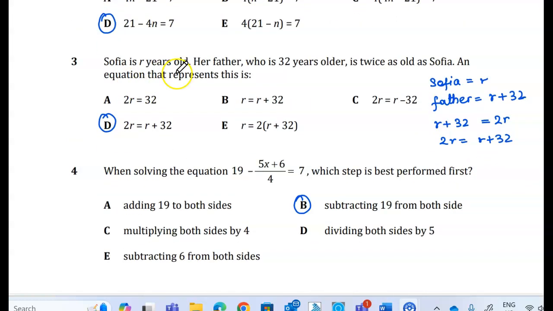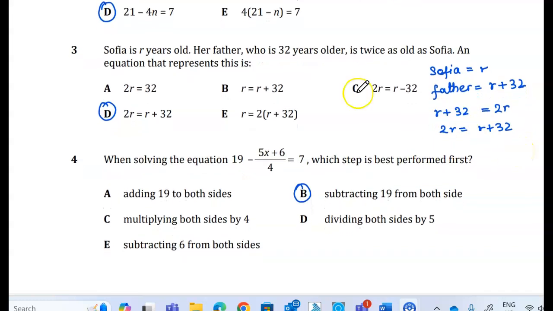Moving on, Sophia is R years old. Her father is 32 years older, so R plus 32. So Sophia's father is twice her age. So twice R is R plus 32, and you can just solve the equation if it asks you, but they're just asking you for the relation.